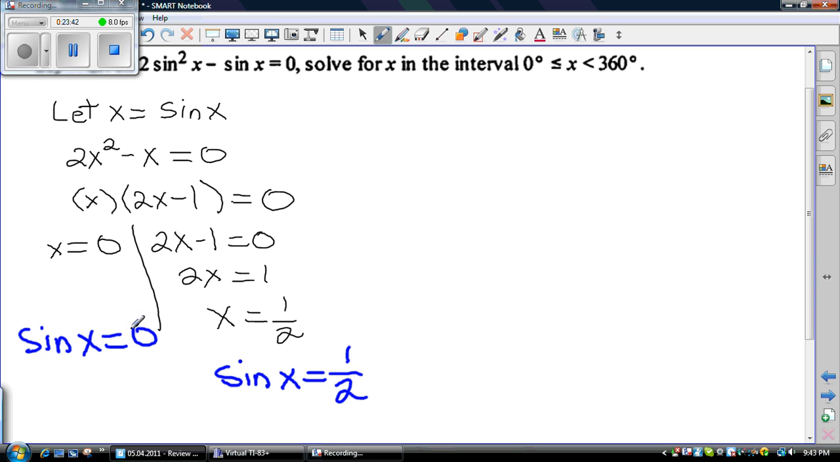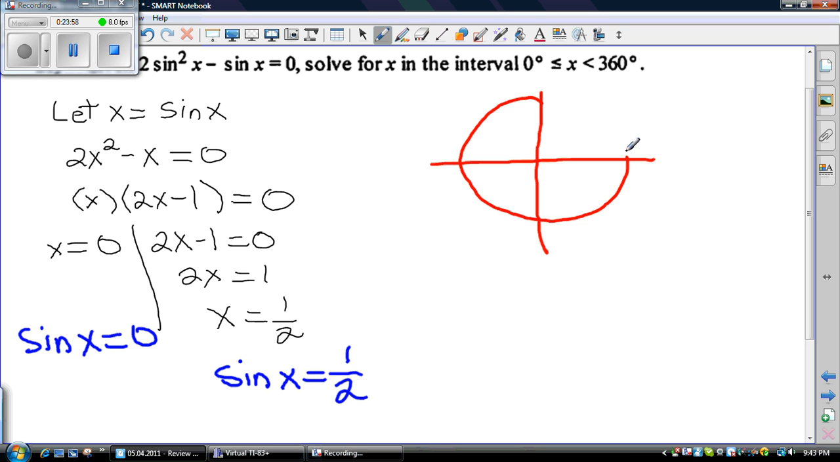Now we're going to have to find these two locations. Let me deal with this one first, sine x equals 0. Let me deal with it in red. Where does the sine equal 0? Remember that sine stands for the y coordinates when you're dealing with the unit circle. So where are the y values 0? Well, there's 0 right here, and there's 0 right here. And this is going to be 0 degrees, and this is going to be 180 degrees.